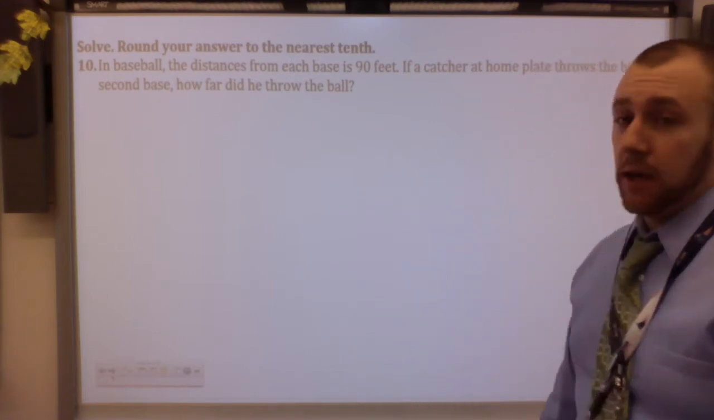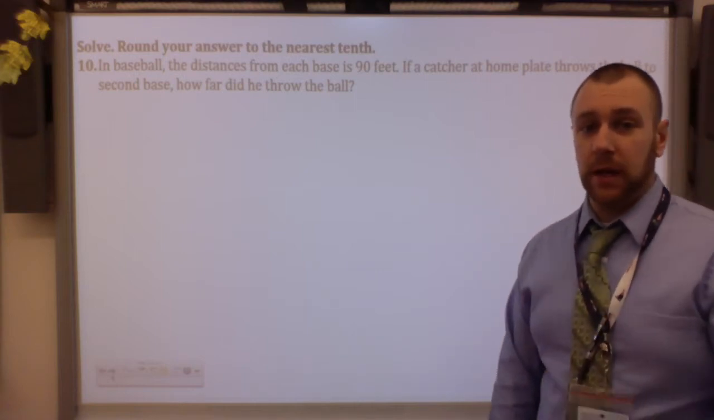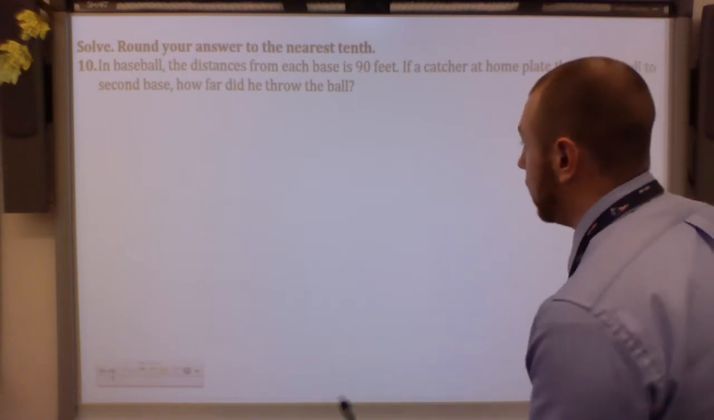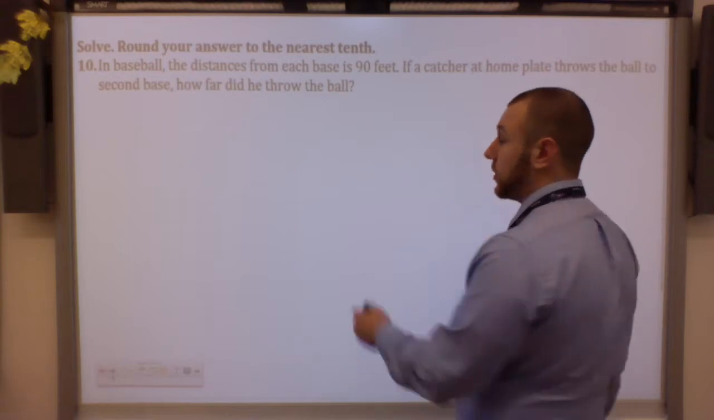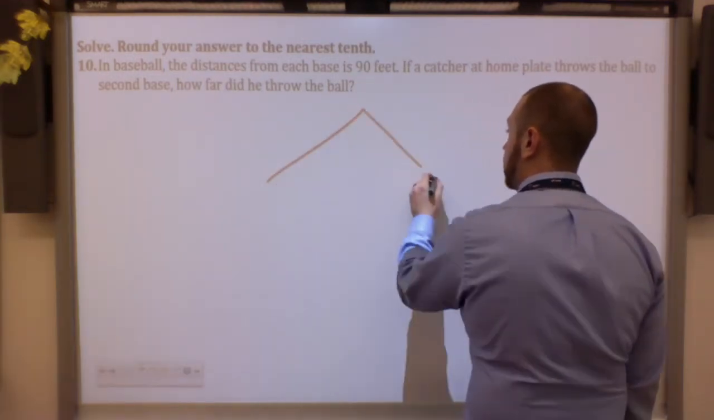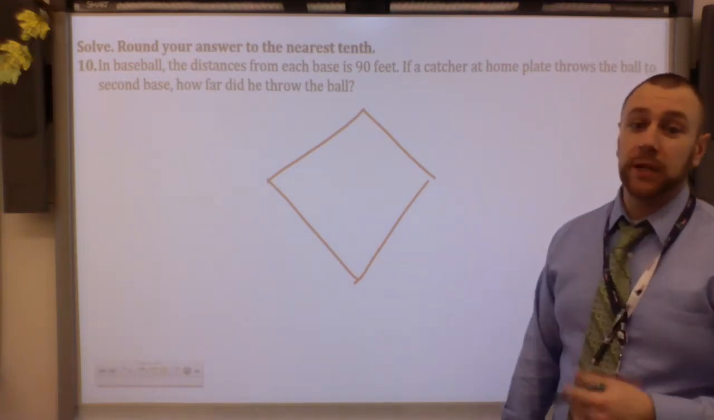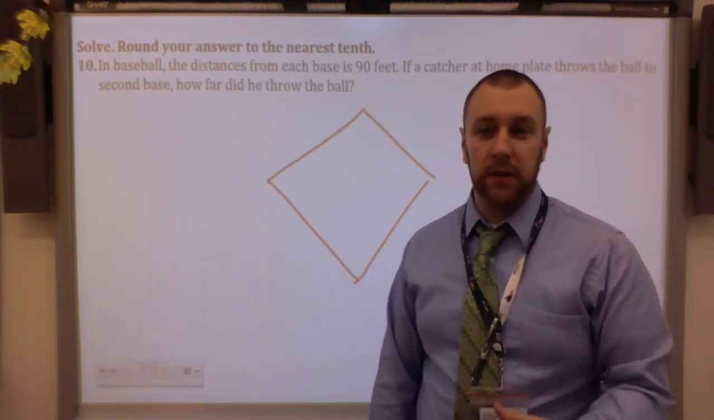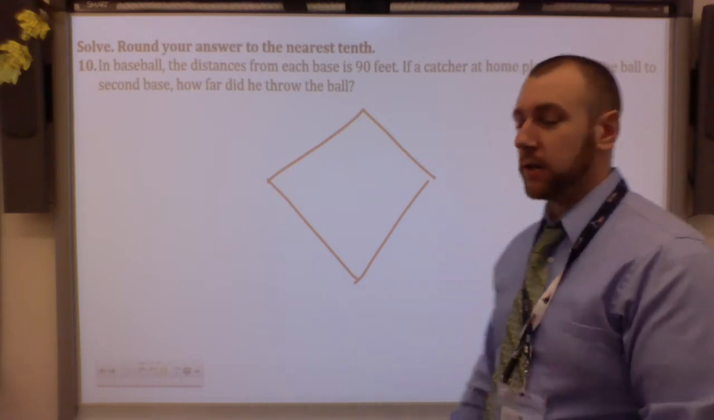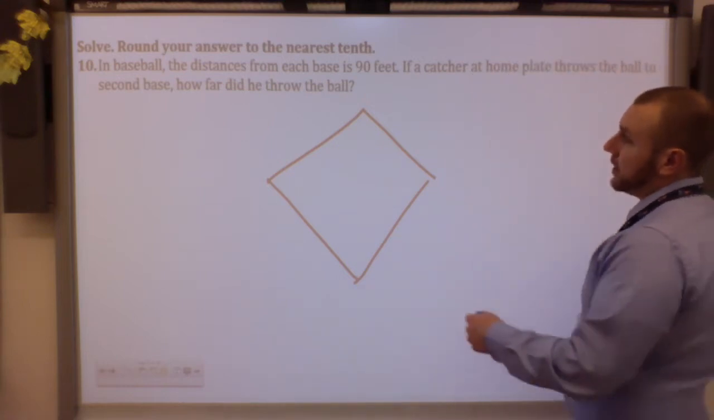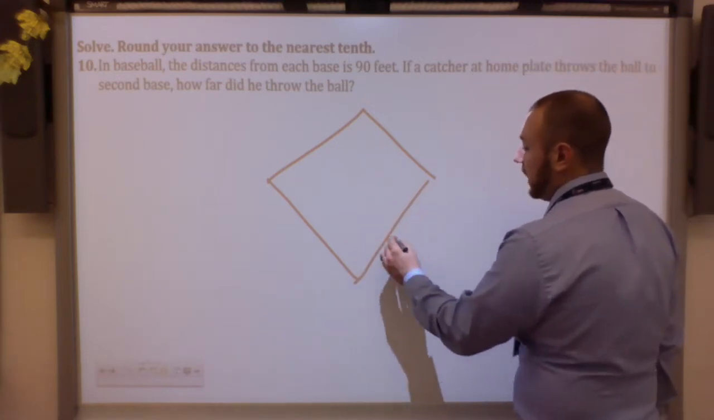In this case, we're talking about baseball. And you might not know about baseball. Baseball is played on a diamond, okay? It looks like a big square. And that's not a really good picture, but that's a relative diagram. It's just a diagram to help you map out your thoughts. And it says the distance between each base is 90 feet.